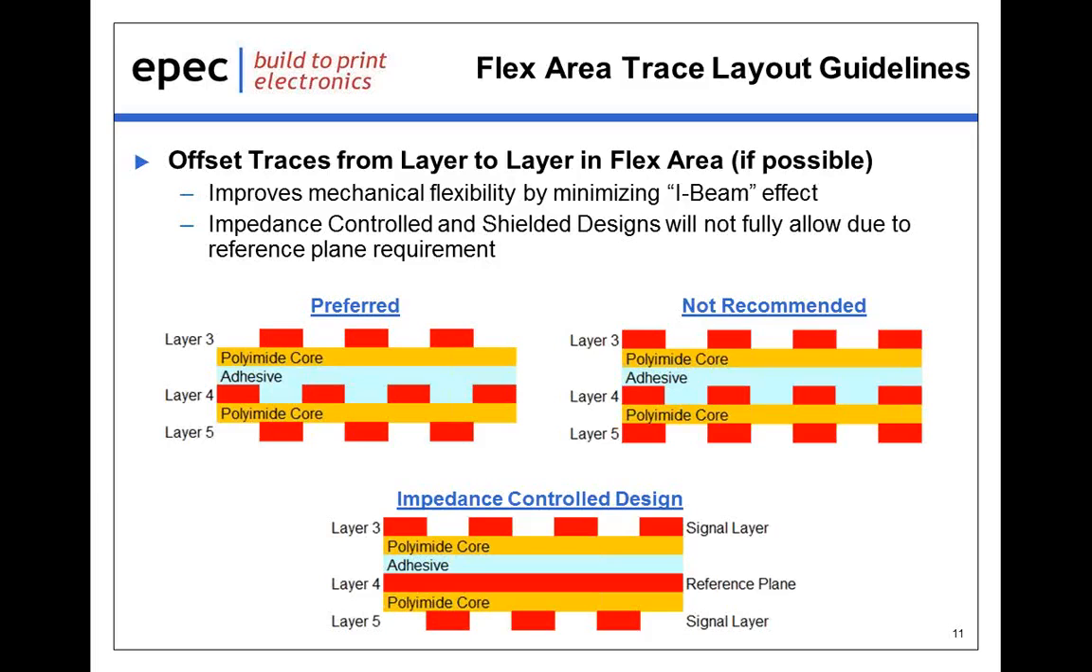In an impedance control design, primarily due to the requirement of a solid reference plane as one of the layers within the flex areas, an offset is not possible, but we still suggest an offset. In this specific case, layers 3 and 5 are impedance controlled. Layer 4 is the reference plane. So achieving that offset does improve the flexibility to a small degree, definitely worth considering and implementing if possible.